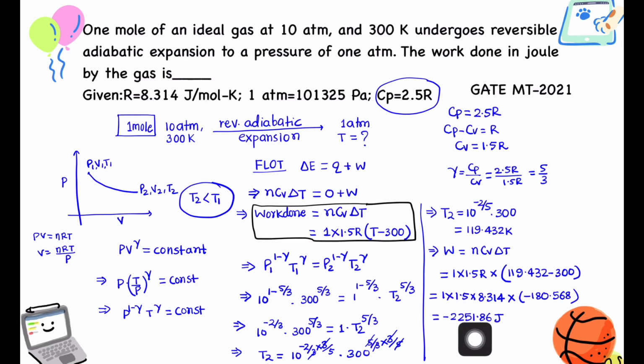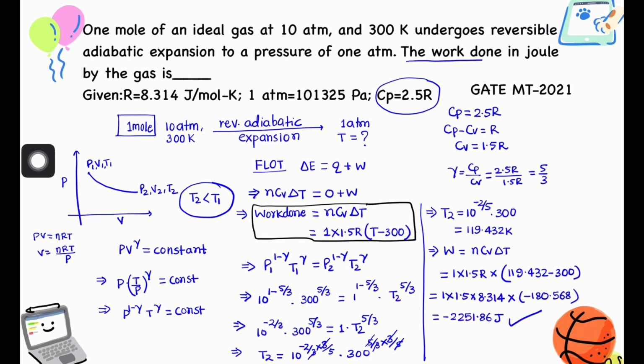Why is this work a negative value? Because the work has been done by the system. In sign convention, if the system is doing work, we have a negative value, and if the work is done on the system, then we have a positive value. Okay, so that's the final answer.